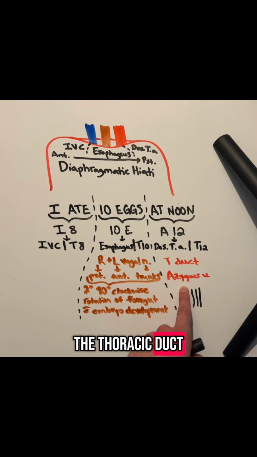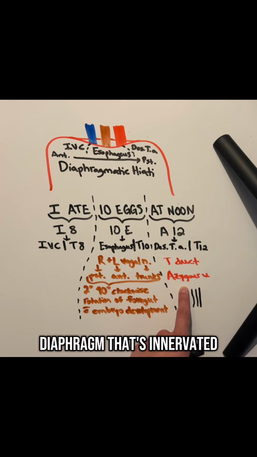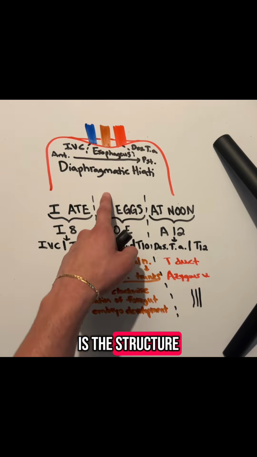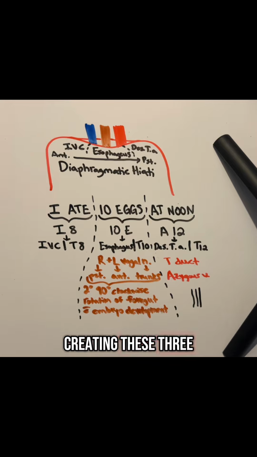The thoracic duct starts at vertebral level L2 as cisterna chyli, and that starts on the right side of the body below the diaphragm. Now, we have to remember that the diaphragm is skeletal muscle innervated by the phrenic nerve, which has the complete spinal distribution C3, C4, C5. And that skeletal muscle of the diaphragm that's innervated by the phrenic nerve is the structure being pierced by these three different structures, creating these three different hiati.